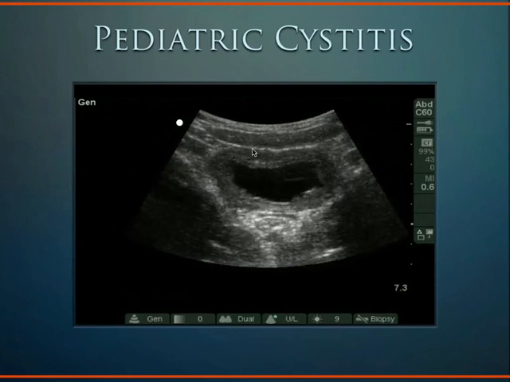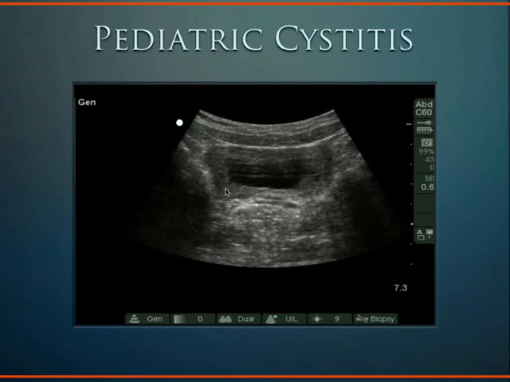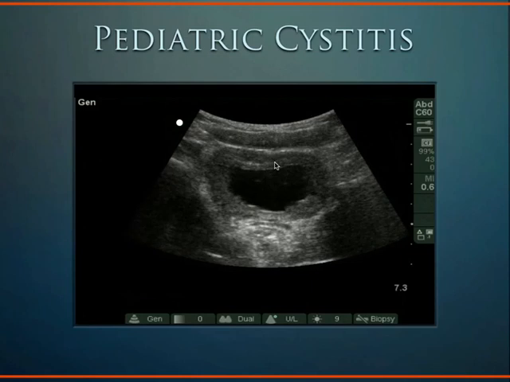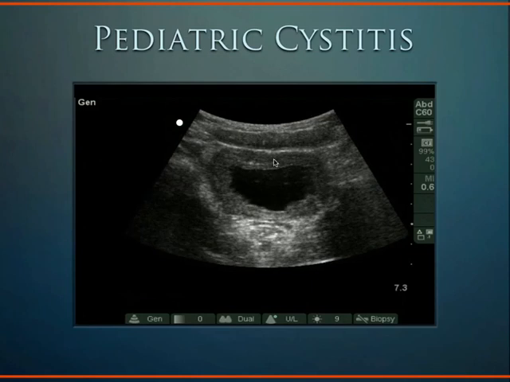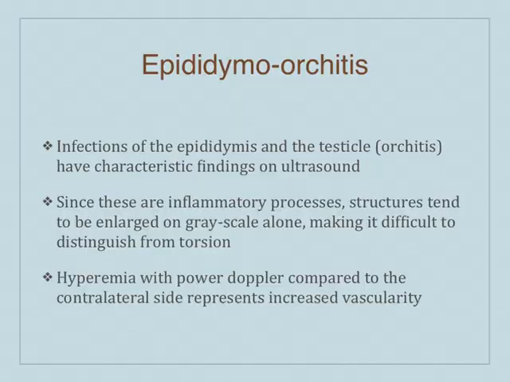This is in a child. We see a very thickened bladder wall. Usually the bladder wall is a few millimeters, but here it looks like it's about a centimeter in thickness, which is abnormal. All throughout, concentrically, this bladder wall is quite thickened in this patient with cystitis.